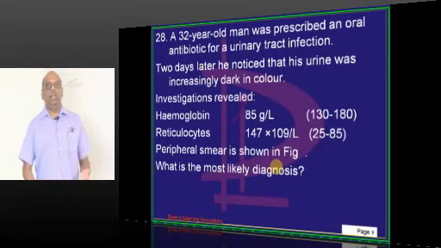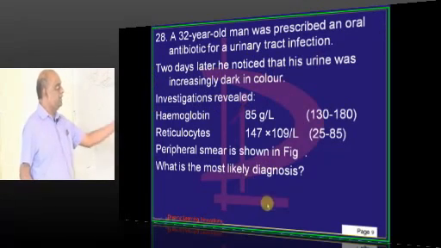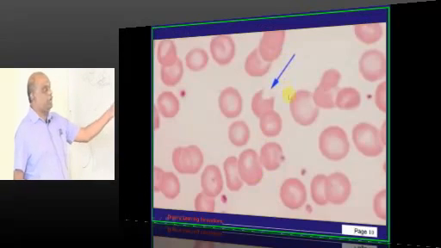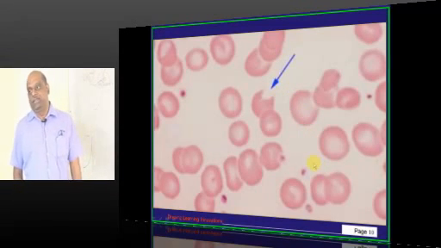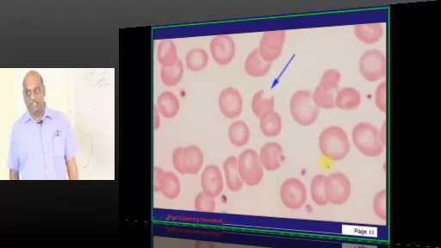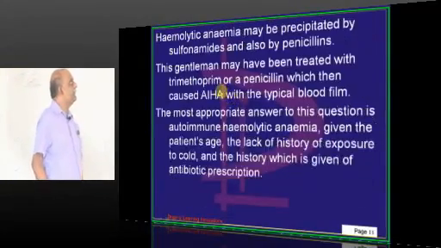A 32-year-old was prescribed an oral antibiotic for a urinary tract infection. Hemoglobin was 85, and the peripheral smear is being shown. What do you see on the peripheral smear? Bite cells are what you are seeing, which are suggestive of hemolysis. So it is a case of autoimmune hemolytic anemia.